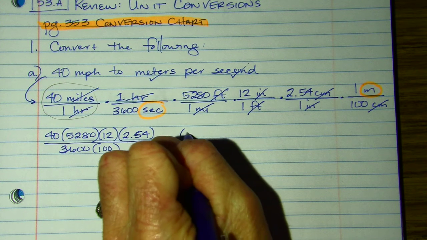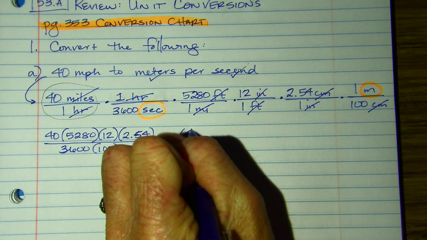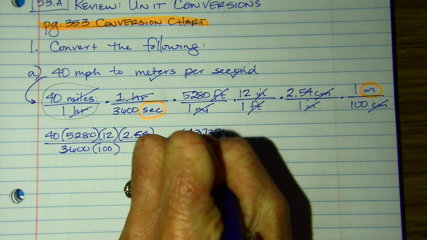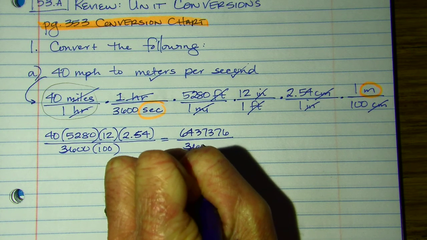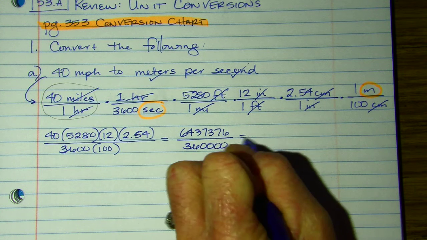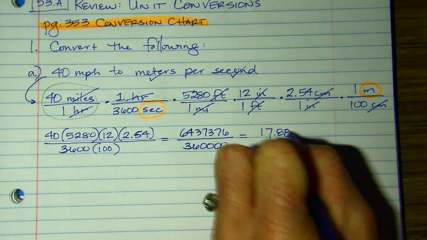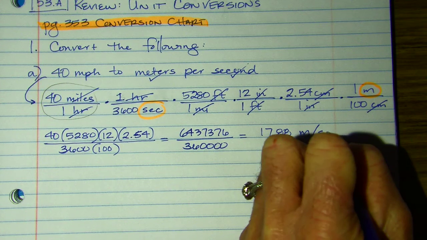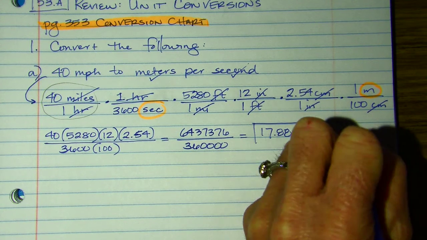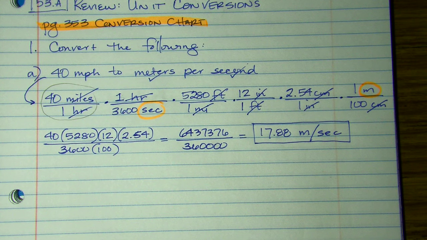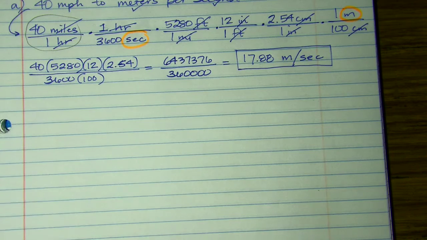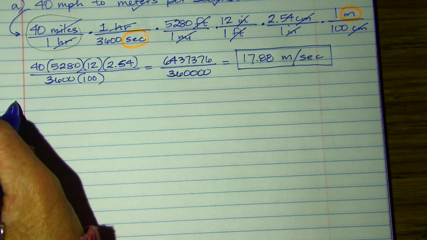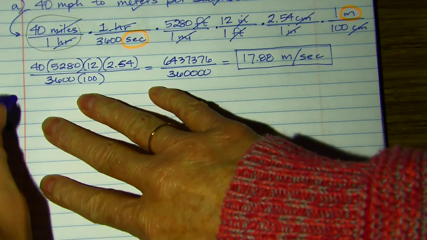I get 6,437,376 divided by 360,000, and I'm left with 17.88 meters per second. Okay, so that is review, and we're going to be doing this more today, but that is review on how to convert. Now these are really long, and they are going to be in your homework as well.